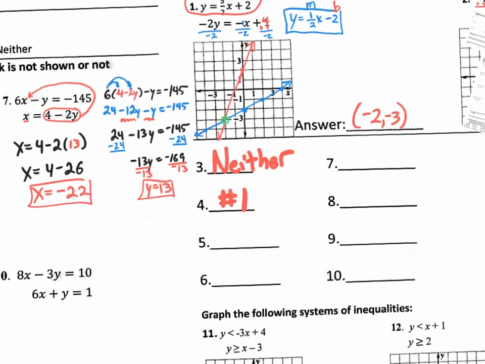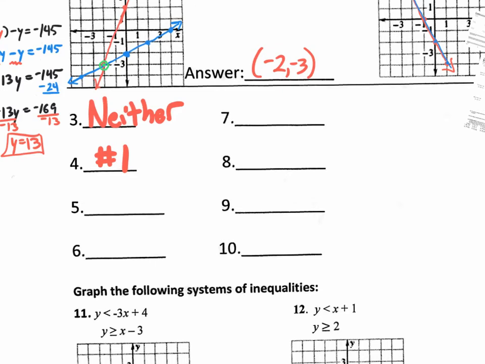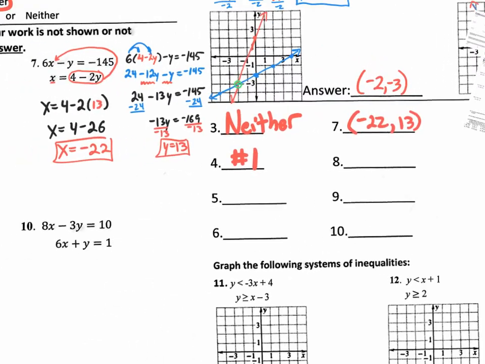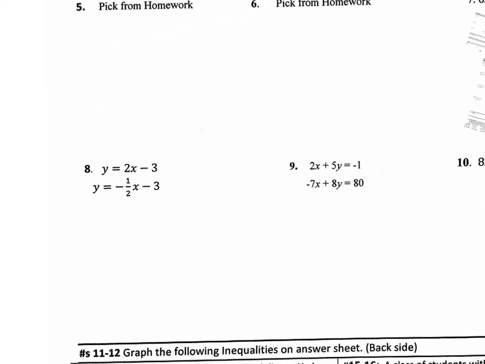Now this is number 7. So on number 7, you're going to plug it in, you're going to write it over here on the back side of your test, negative 22, 13. Of course, if you have time, plug it back in to double check. Let's move on to number 8.